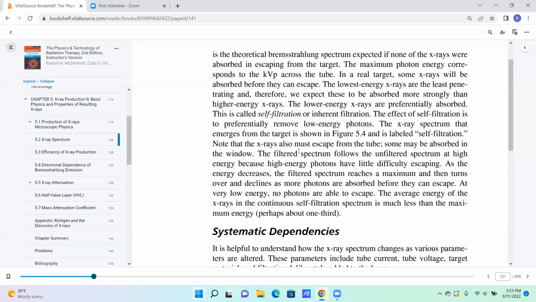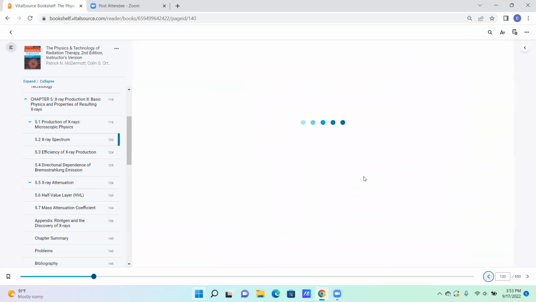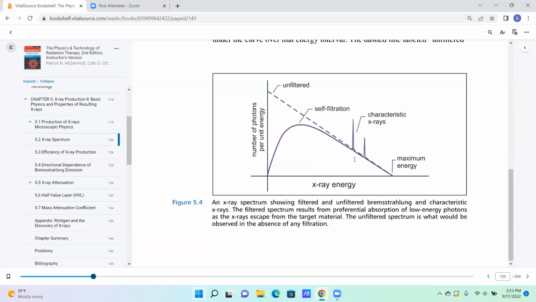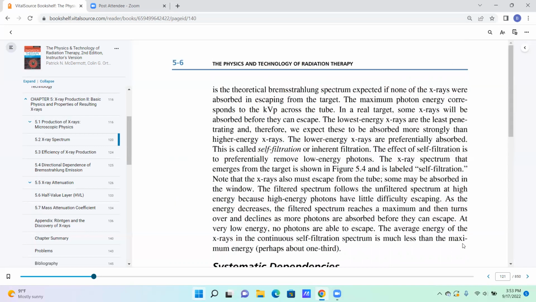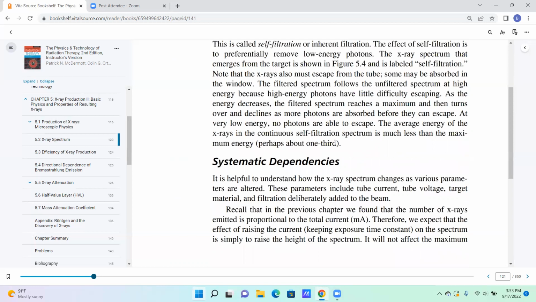So note that the X-rays must also escape from the tube. Some may be absorbed in the window. The filtered spectrum follows the unfiltered spectrum at high energy because the high energy photons have little difficulty escaping. In other words, at these energies up here, it's hard to filter those out just through the apparatus itself. At very low energies, no photons are able to escape. The average energy of the X-rays in the continuous self-filtration spectrum is much less than the maximum energy, and it's usually around 1/3.